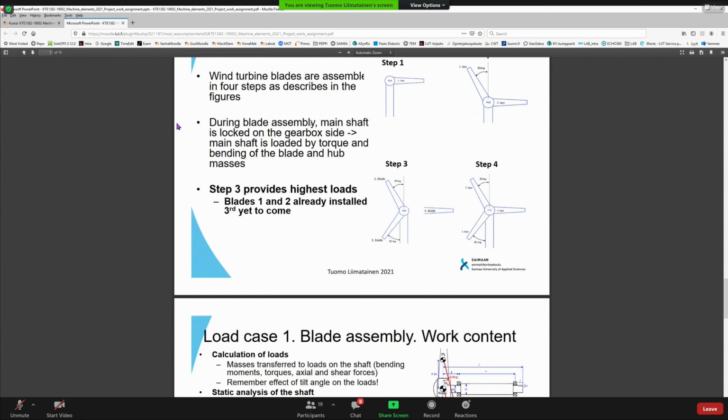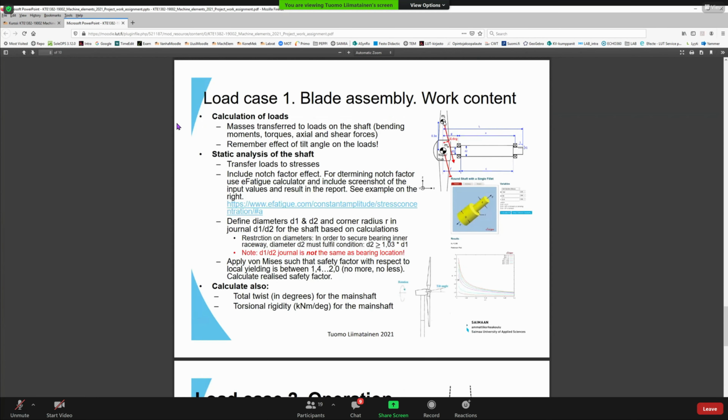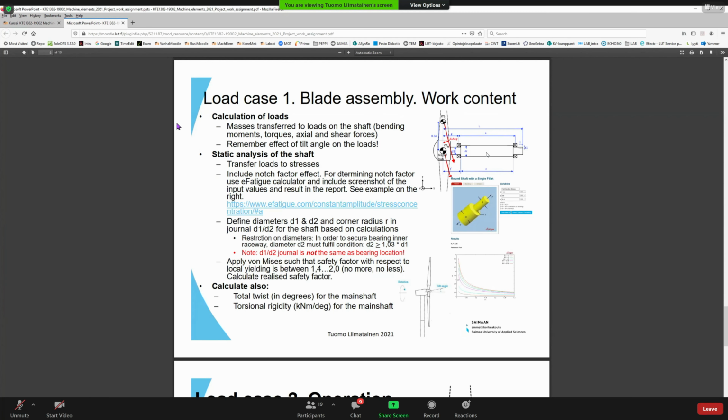So what you need to do is calculate all of the masses, the blade masses and the hub mass, to loads on the shaft: bending moments, torques, axial and shear forces. One might think that it's fairly easy to do, and maybe, but you must keep in mind that the shaft is tilted. It's backwards tilted 4 degrees, which introduces some complexity to the calculation.